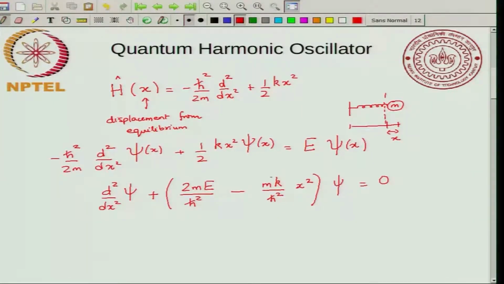Now, I will call this m k by h bar square as alpha square. Everything should be positive: m should be positive, k should be positive, h bar square is positive. So, I can write this as d square psi by dx square plus 2mE by h bar square minus alpha square x square, times psi, equal to 0. Now, this is a second order differential equation, and you can see that you can try the power series method to solve it.